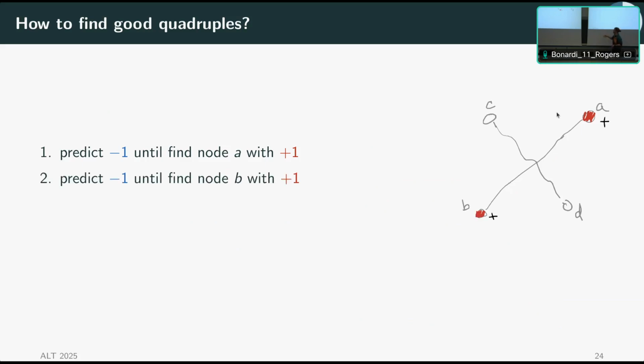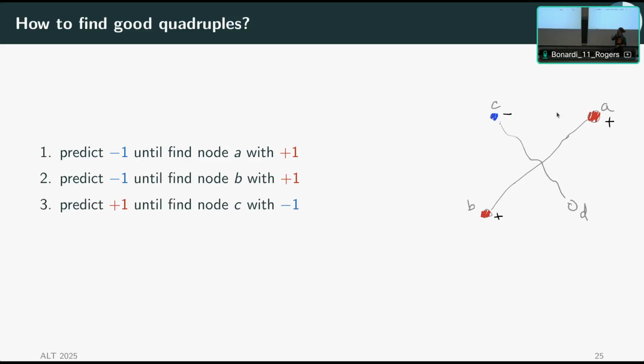So you can do this also with B. You start querying nodes here. You say, okay, their label is -1. Their label is -1. And as soon as you get a mistake, you will actually get a node which is positive, as you wanted. And then the same with C.